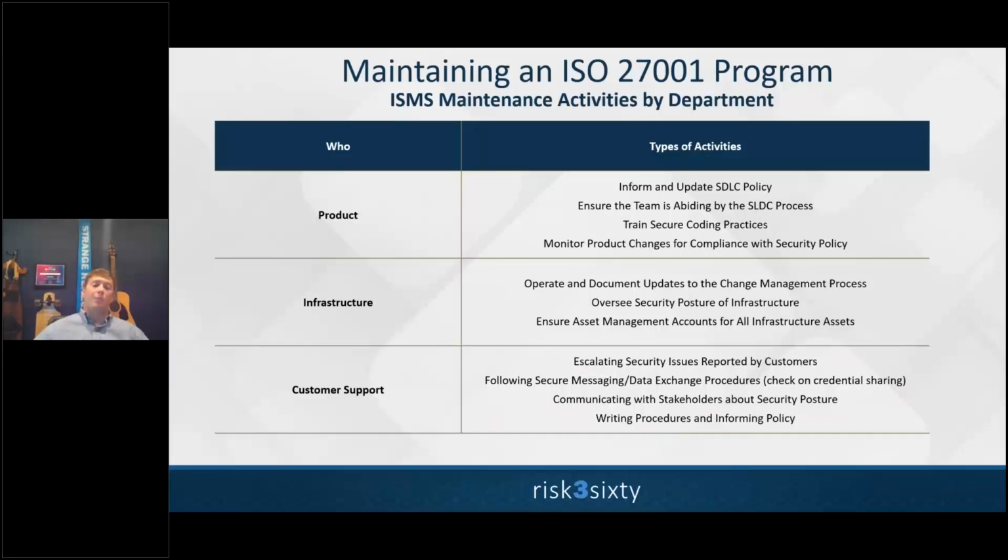Their responsibilities from a security perspective are to ensure that they're escalating security issues reported by customers. This is so important. Customers are going to almost always find more in your products than your testing did. Use that information. It's free information that can help you make more secure products. Obviously, you don't ever want to push out security vulnerabilities or insecure product, but it happens, right? It's the reality of agile development nowadays. So make sure that you're using information collected by this frontline team to ensure that your security posture is improving. Also, make sure that the team is following those secure messaging and data exchange procedures.